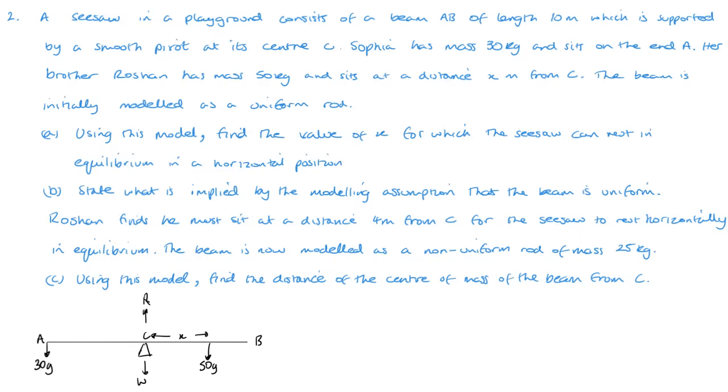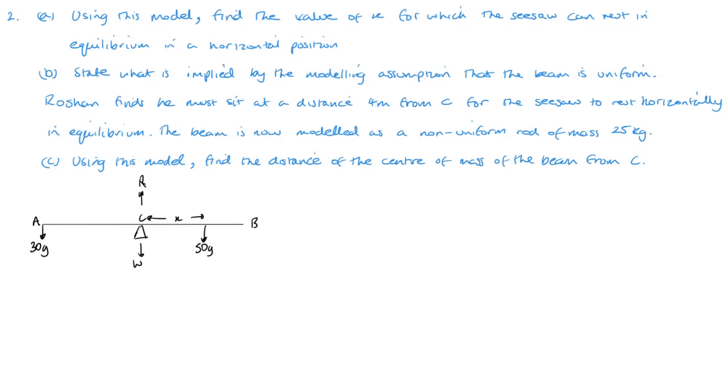Using this model, find the value of X for which the seesaw can rest in equilibrium in a horizontal position. So for this, we want to take moments about C, because we don't know W and we don't know R. So that means that 30g times, now that distance to the centre will be 5 meters. So 30g times 5 is going one direction, and then the 50g times X is going in the other direction.